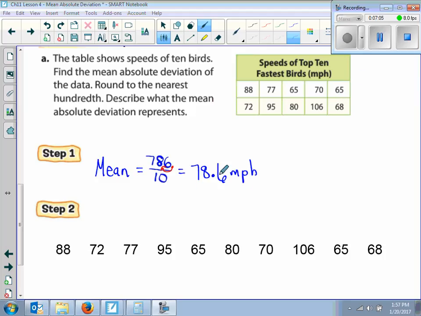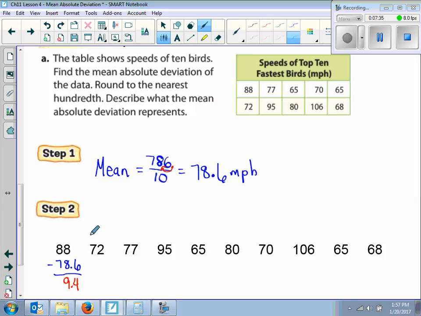Okay? So the mean is 78.6. With 88, we're going to subtract 78.6. And what do you get? Okay. So we get 9.4, right?